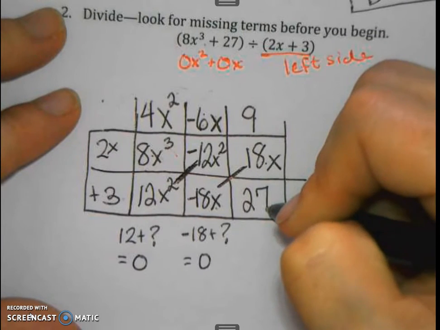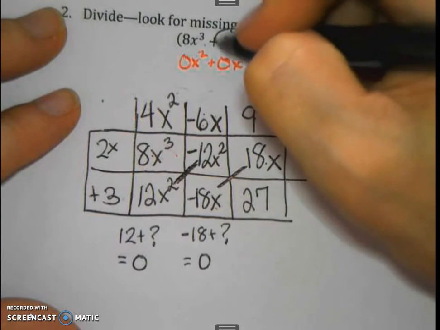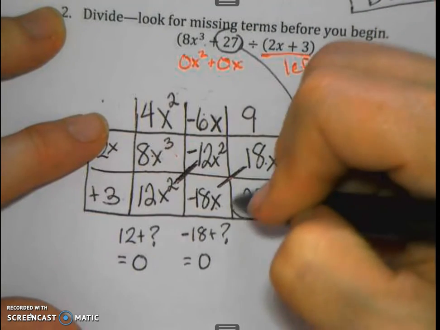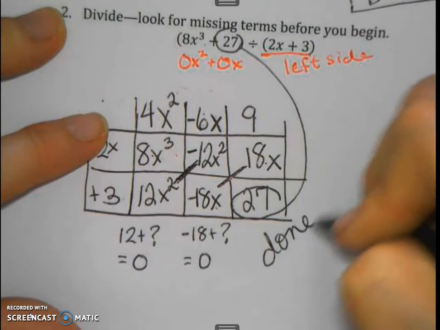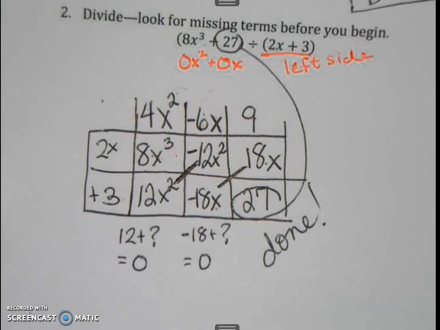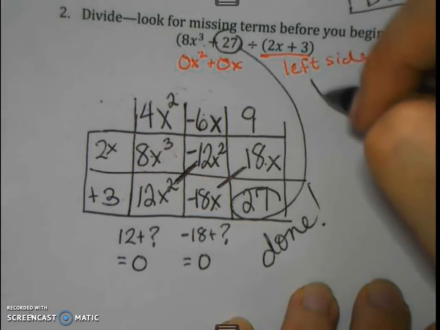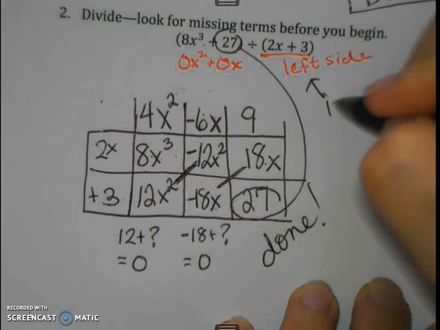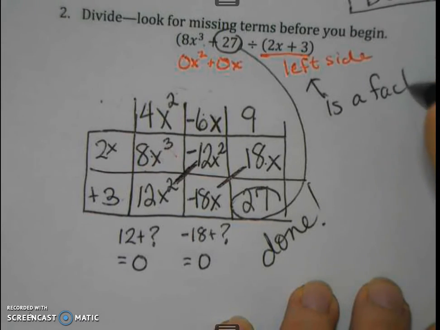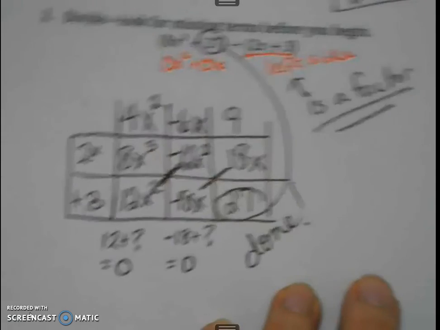And oh, wait, did they match? That means we're done. That means there are no remainders. You know what else it says? It says that this is a factor, because there is no remainder.